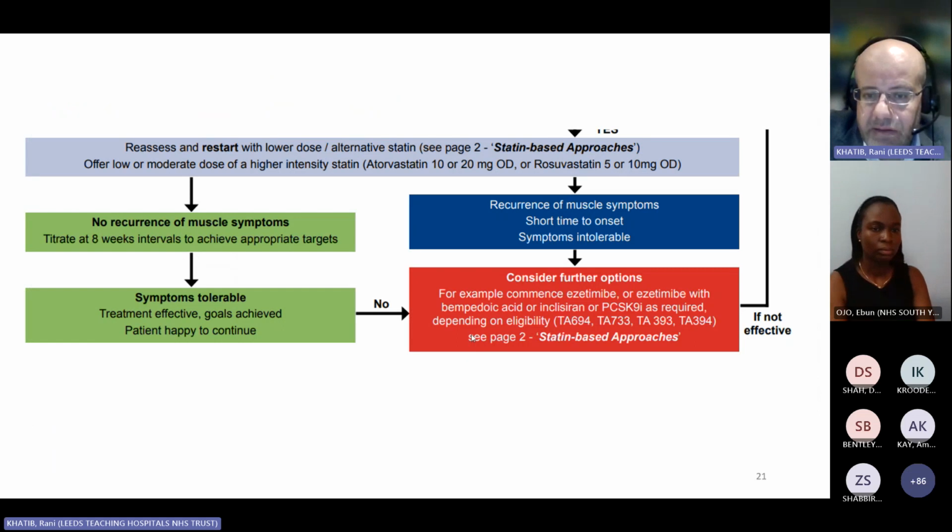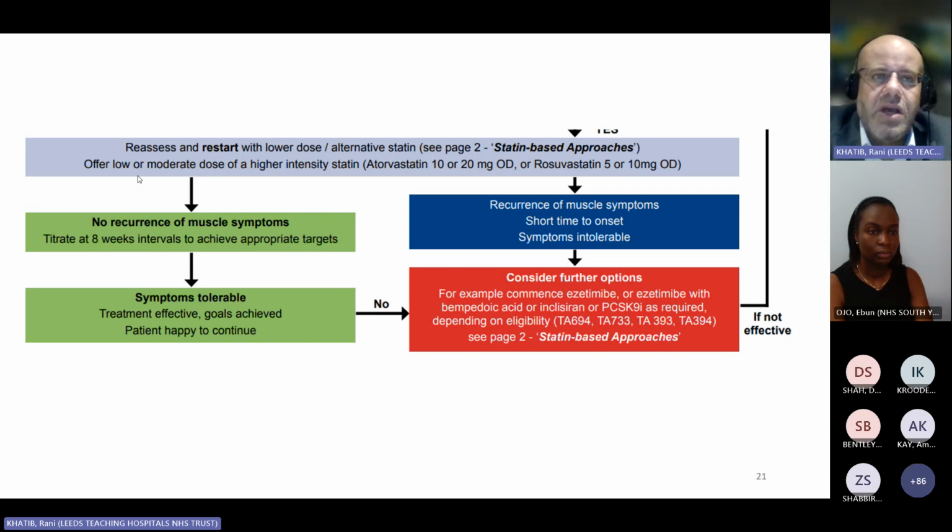Now, if that fails and you've tried your best with these different regimens and different tactics, then the other option you have is just to go down the route of giving your patient another option. But I hope I've given you a bit of a flavor. There isn't right or wrong.